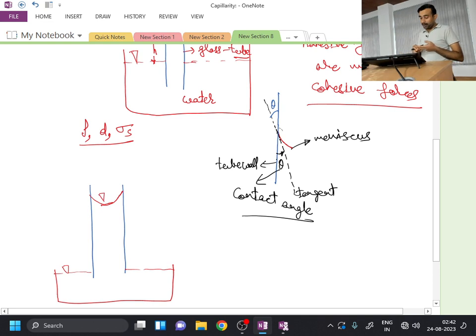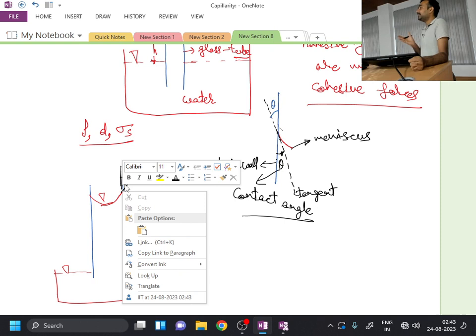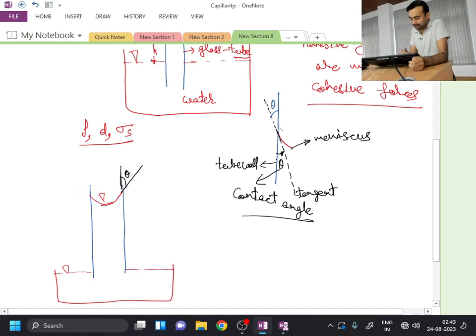Now at this point, we have already seen that with reference to the vertical, this angle is theta. At this curved periphery of the interface, in a direction tangential to the interface, we have the surface tension coefficient sigma s. So sigma s will be acting in the tangential direction to the free surface.